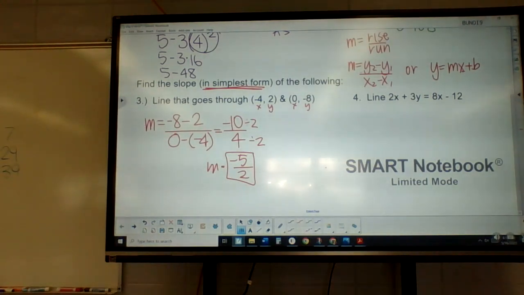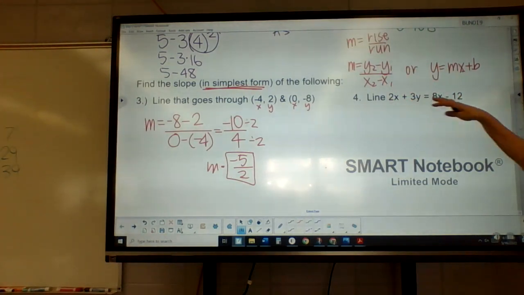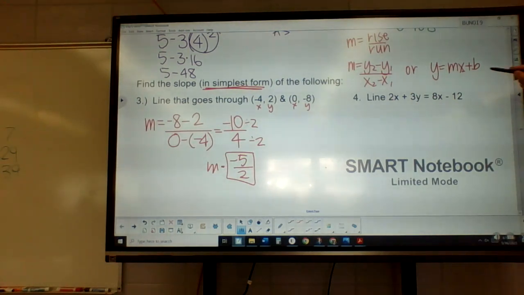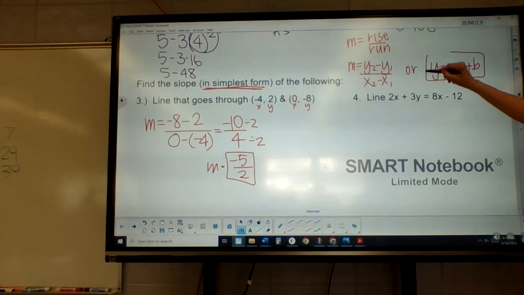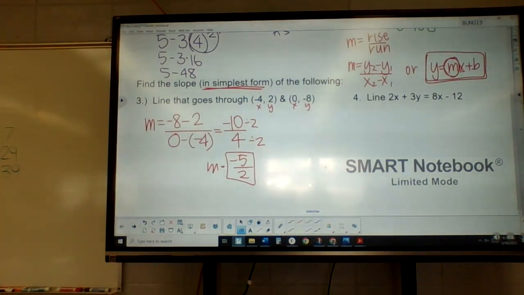Now the next equation is a little bit strange because we can't use these formulas. They're not talking about coordinate points. What this is, is our line. So what we're going to do is get it into this form. We're going to make it look like this, because then if I can tell what m is, I can tell you what the slope is. So if they give me just an equation, I can manipulate it to be what I'm looking for.